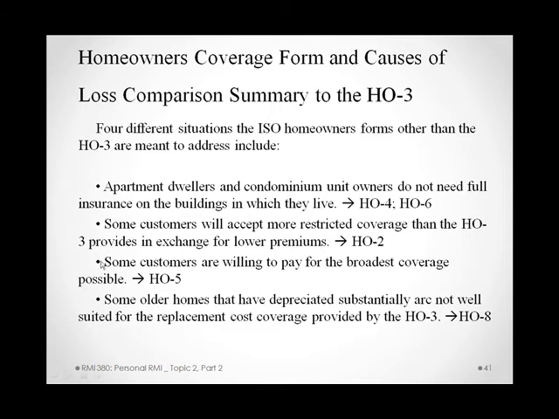If you want to have more coverage, a broader form, you could choose HO5. And if you live in an antique house that has been depreciated substantially and you don't want to have it covered under the replacement cost, you could use the HO8.